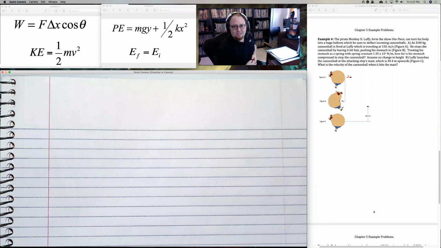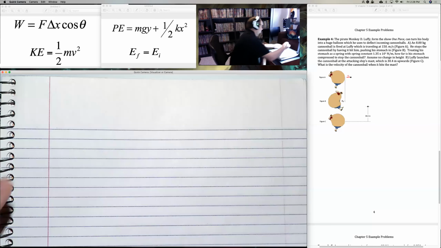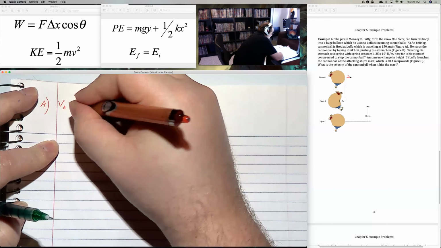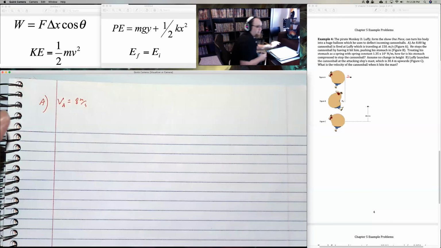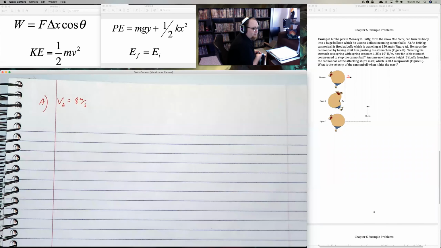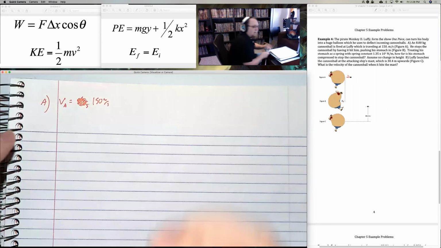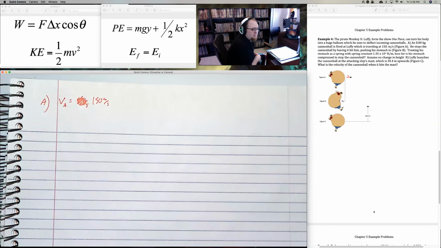So let's say Monkey D. Luffy does this. An 8-kilogram cannonball is fired at Luffy while traveling at 150 meters per second, as shown in A. What that means is that at A, there's a cannonball moving at 150 meters per second, and 8 kilograms was its mass. I could argue negative because it's going to the left, but conservation of energy doesn't really care about direction, so I'm going to ignore that fact.